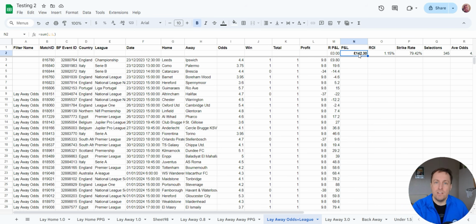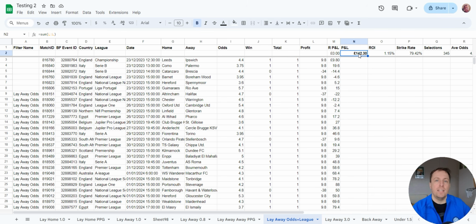Now, I've done a 3.0 version, which is slightly tweaked again. If you want a copy of that, just say lay away and I will send that over to you. But basically, all we're doing there is we're chopping down the odds to 5.5. So we're not laying anything above 5.5, which I like. I always like when you can bring that higher end in a little bit. And if the higher odds aren't performing, that's always good to get rid of because you're not going to be laying at high odds ideally.